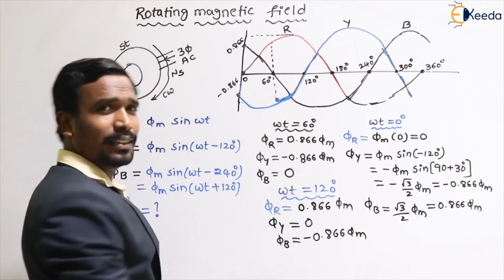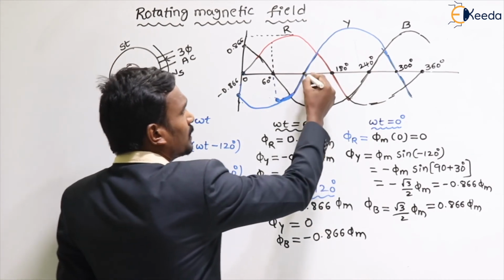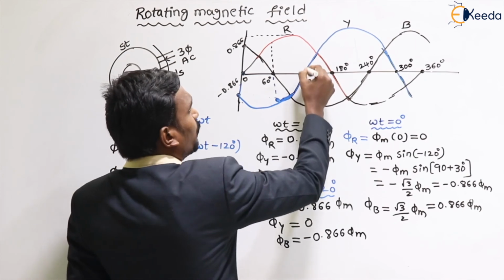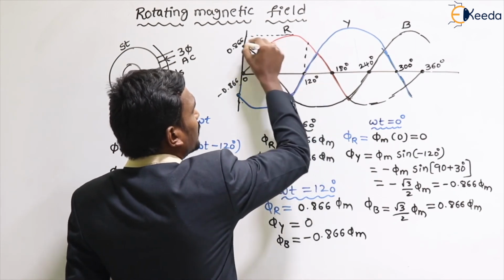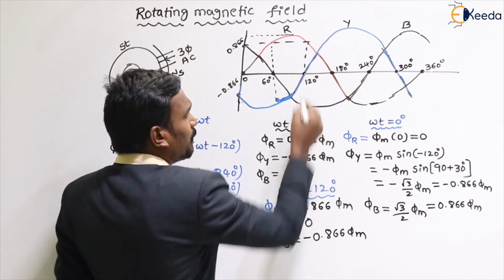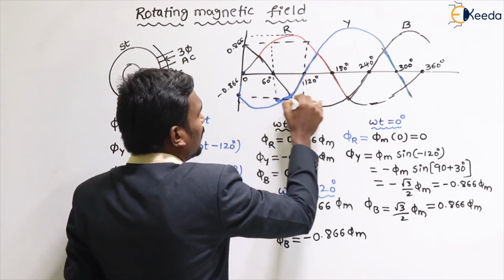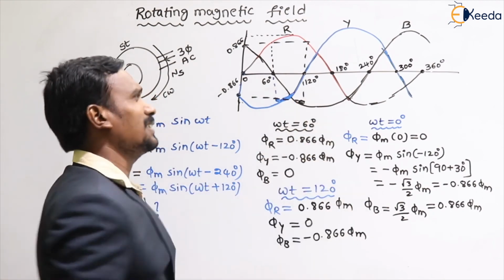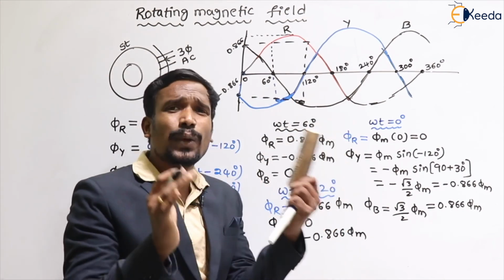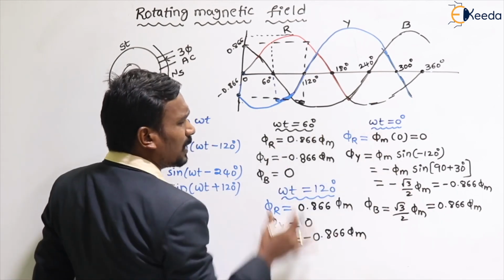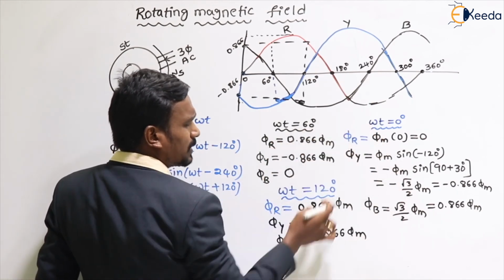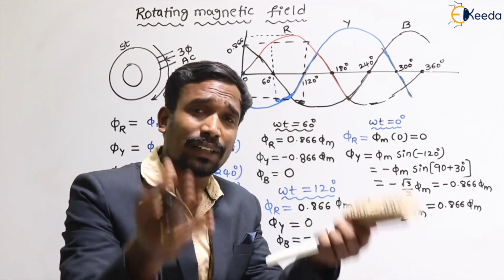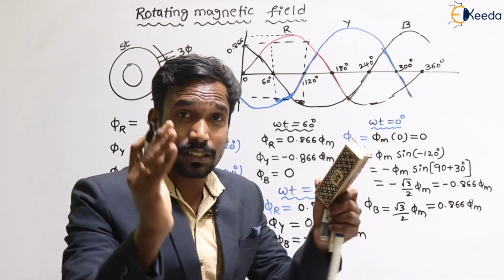Once have a look again. At 120 degrees, the Y phase is 0. Of course, the R phase is positive, and the B phase is negative, not the maximum, less than the maximum. Like that, we concluded the fluxes at omega t equals 0, 60, 120. Just calculate at 180 degrees also, that will give us the best conclusion.